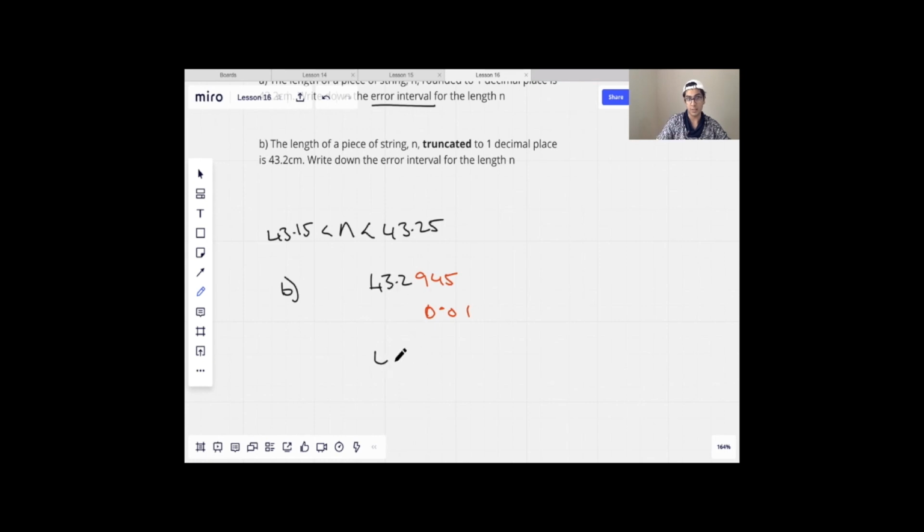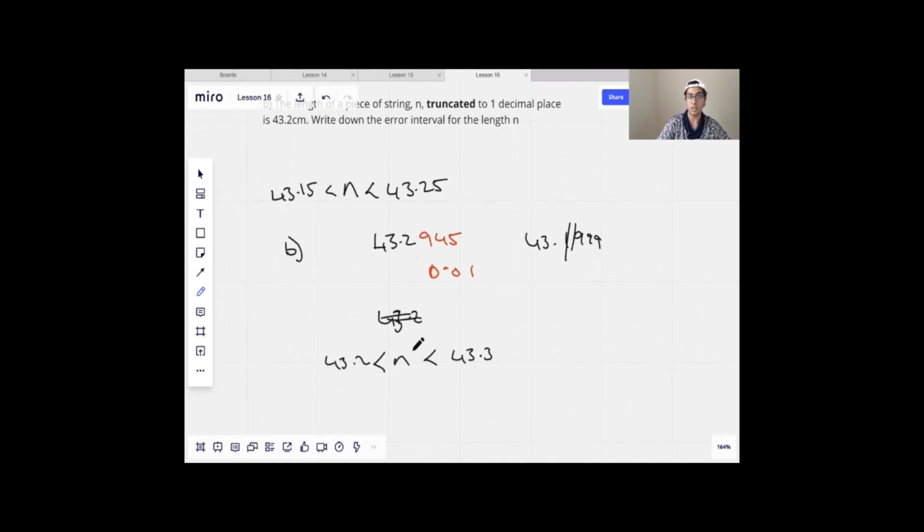n could have been anything up to 43.3, but it has to be greater than or equal to 43.2, because, for example, if it was 43.1999, we would round this to 43.2, but to truncate, we'd end up with 43.1. So it's crucial that we remember the difference between truncation and rounding.